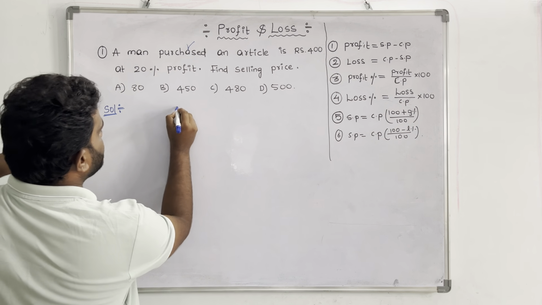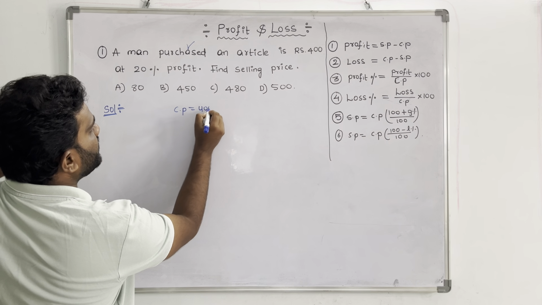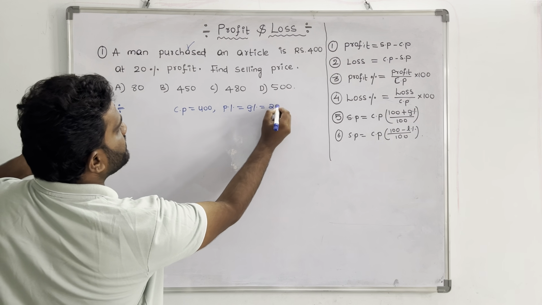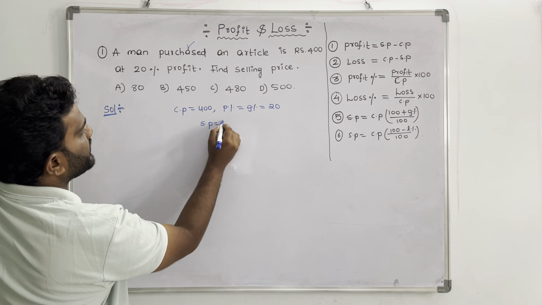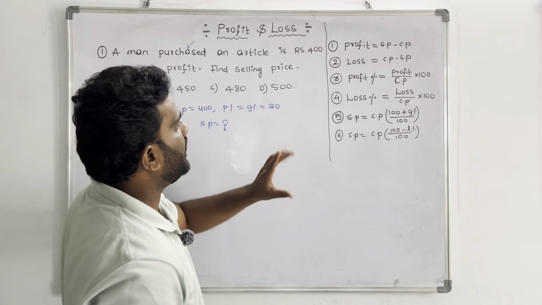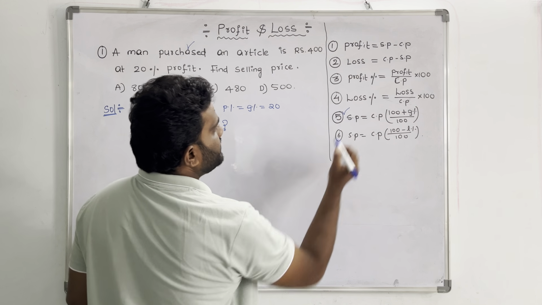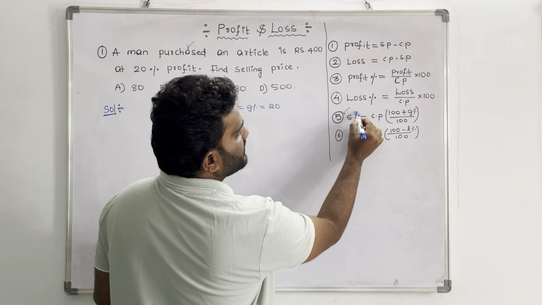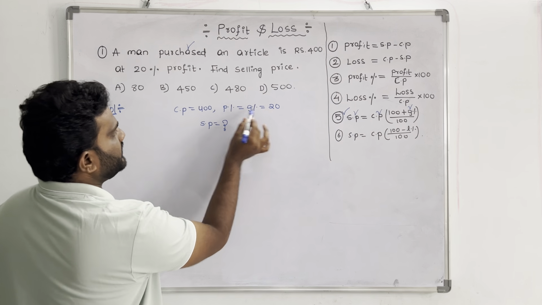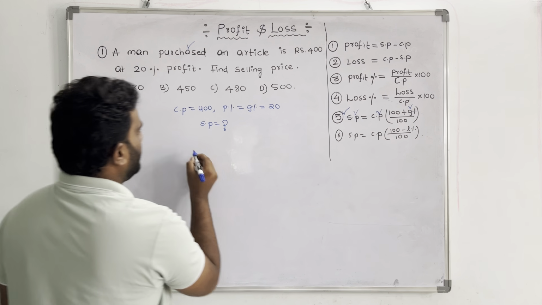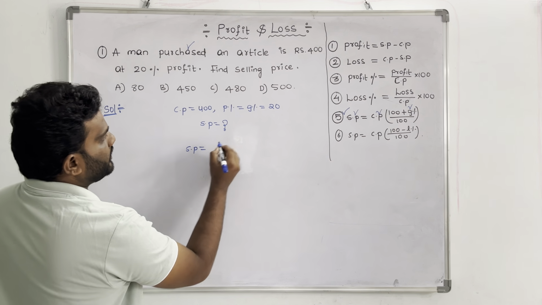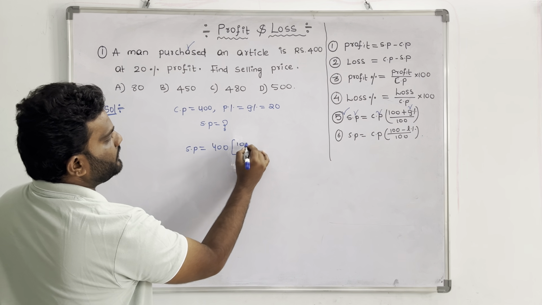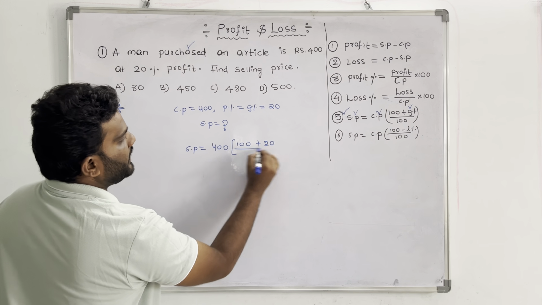So what are the things he has given here? Cost price equal to 400, profit percentage or gain percentage equal to 20, and he is asking us to find selling price. If you see these six formulas, out of the six the fifth formula is sufficient to find the required data. We have selling price, cost price, gain percentage, these three things. So let us use the fifth formula. Selling price is nothing but cost price 400 multiplied by 100 plus g percent, 100 plus 20, divided by 100.